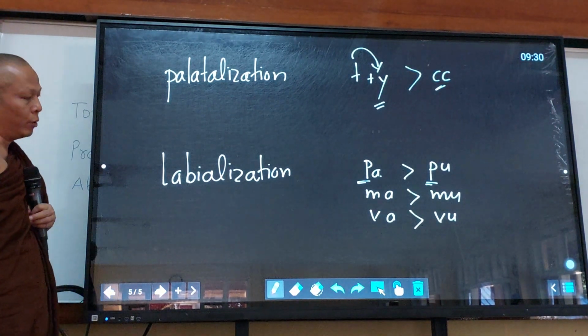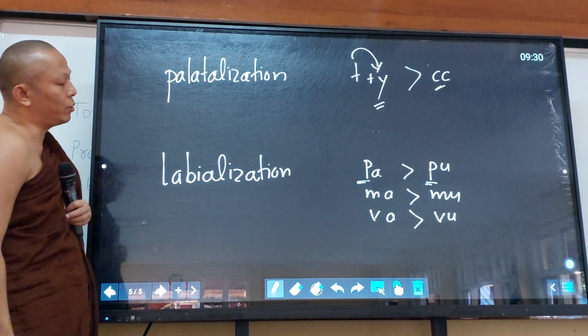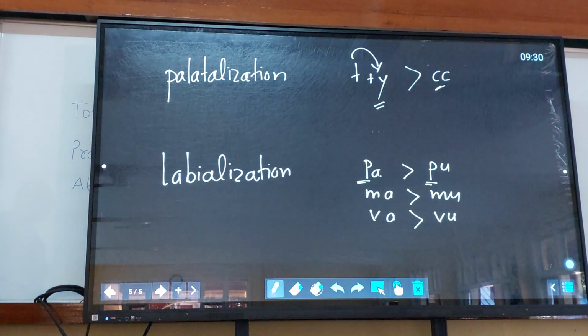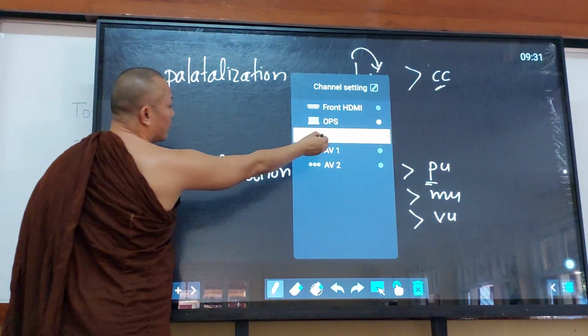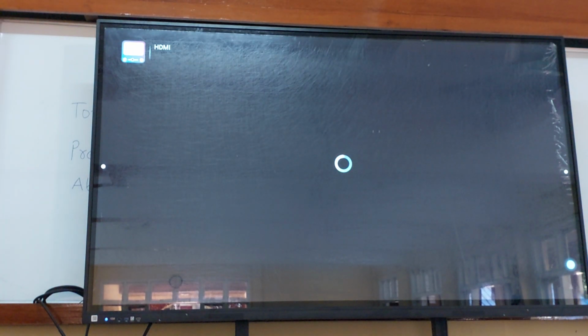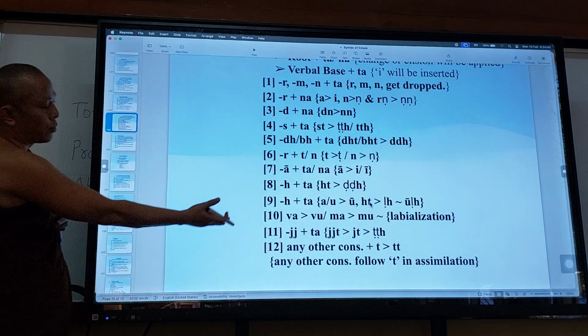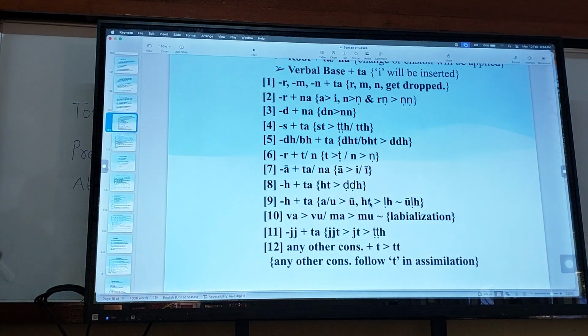But in the diploma, to understand easily, what changes to wu or changes to u or something like that. Even in the traditional grammar, they explain directly without reason. So because of wa, wu, ma, mu, that is called labialization.